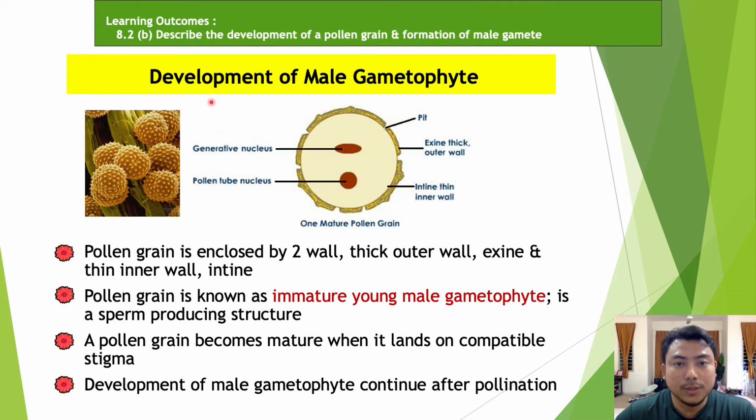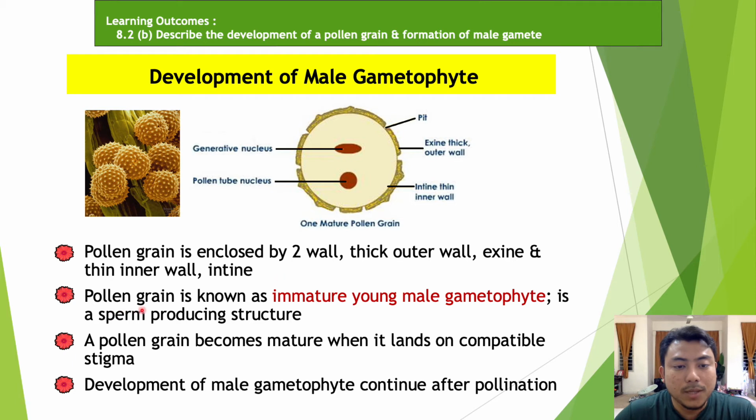So the continuation for development of male gametophyte. Actually this is how the pollen grain looks like. So we know by now inside this pollen grain, we would expect to see 2 types of nucleus. The first one is the generative nucleus, and the other one is the pollen tube nucleus inside this mature pollen grain. The pollen grain is enclosed by 2 walls, a thick outer wall, the exine, and a thin inner wall, the intine. So these 2 names are actually extra information only.